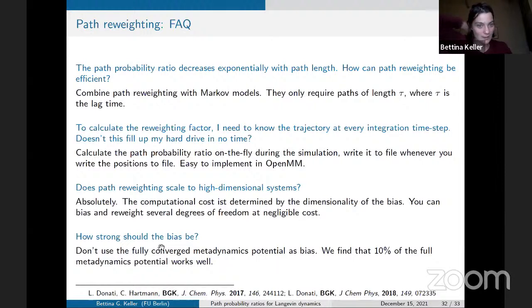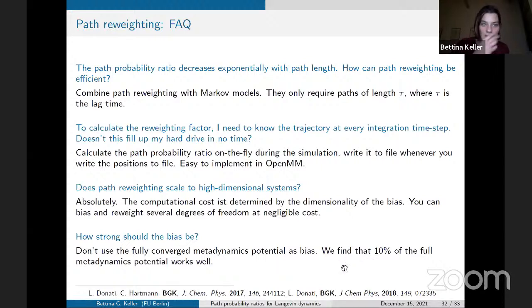It's very difficult to analyze, right? You can test that, of course, for many different systems, but to have a general recommendation is very hard to say. What we find is the uncertainties become too large if you use the entire, fully converged metadynamics surface. What we do instead is we take the fully converged metadynamics surface and multiply or divide by 10.